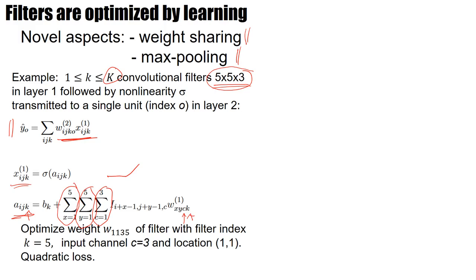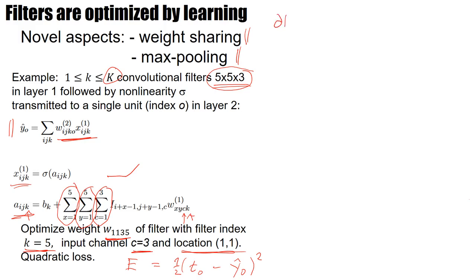Now I want to look at one specific weight of that filter. I will look at the filter with index k, and I'm just interested in this one weight, which has location indices 1, 1, and it's just looking in the color channel c equal 3. And then we use a quadratic loss function, which means we have some error function that compares the target output with the actual output of my network. And let's suppose this second layer is the output. Now, let's calculate the gradient.